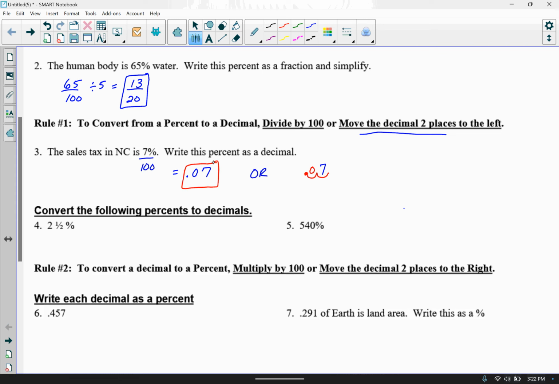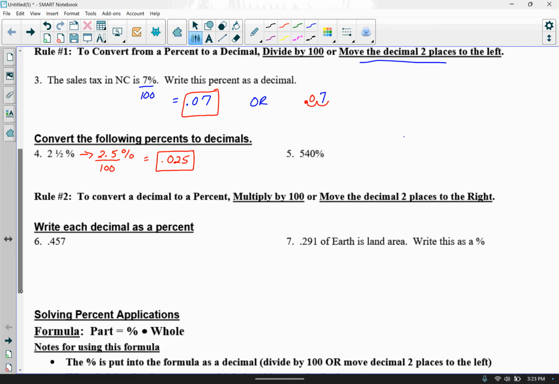Let's come on down to number 4. It wants us to convert these percents to decimals. So let's do number 4 together. Don't let that fraction scare you off there. That's 2.5%. Write it first, that 2 and 1/2. We can write that 1/2 as a clean decimal, 2.5%. And then either divide it by 100 or move your decimal 2 places to the left. I'll just show dividing by 100. When you do that, you should land at 0.025. Final answer. Okay, I'll let you try example 5 on your own. Let's move on down to example 6.